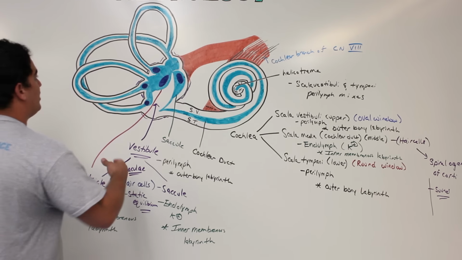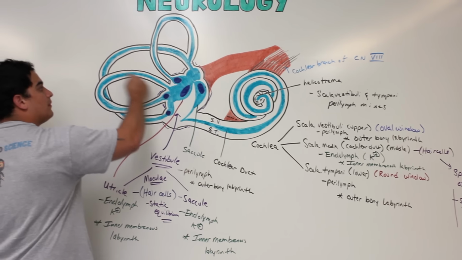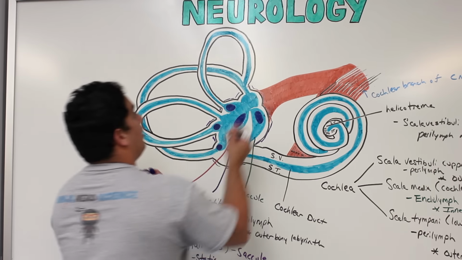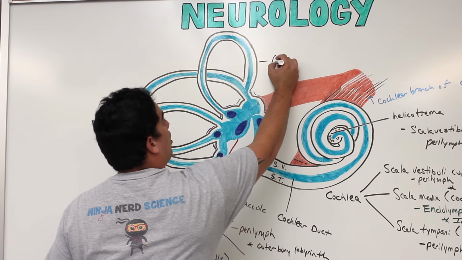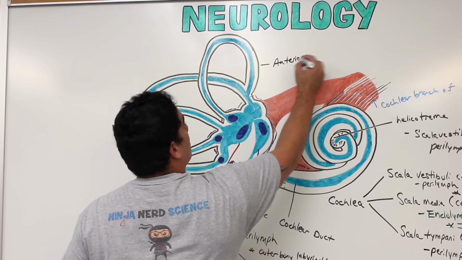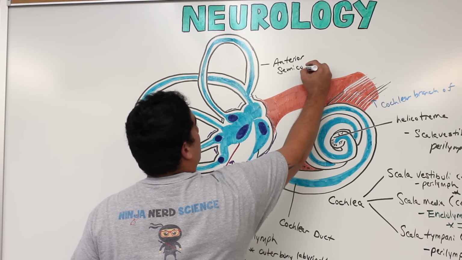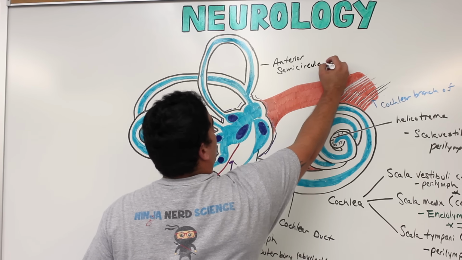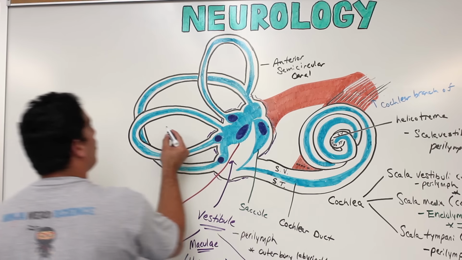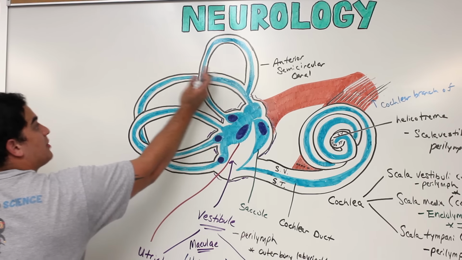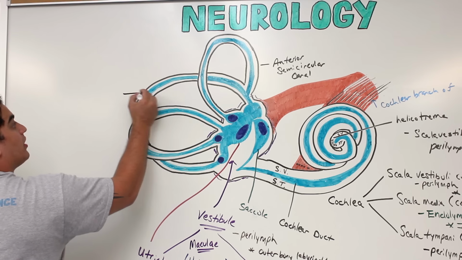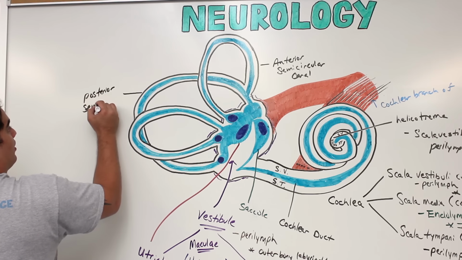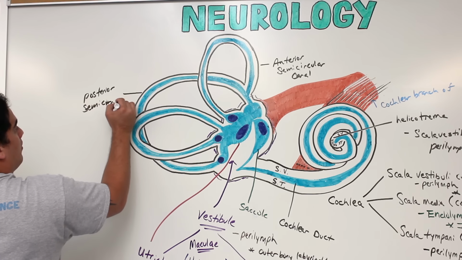Next thing, you see these canals? We have 3 of them. This one right here is called the anterior semicircular canal. I always put a U there for some reason. This one in the back, so it's coming here and it's moving posteriorly, is called the posterior semicircular canal.